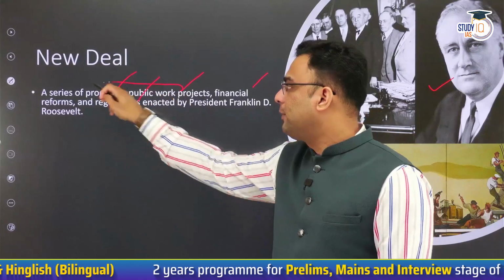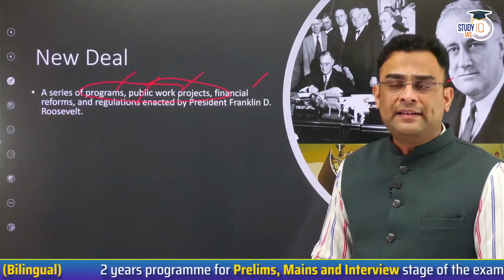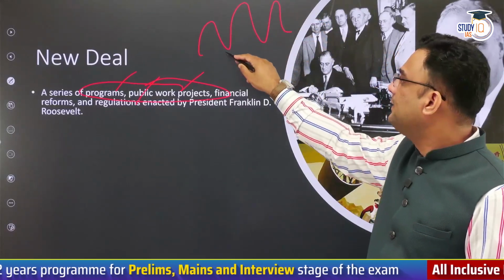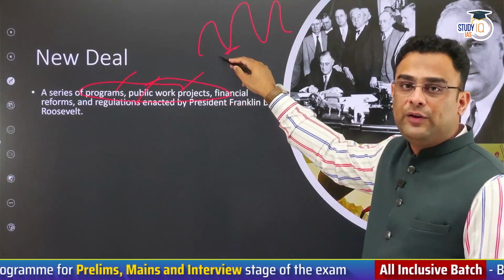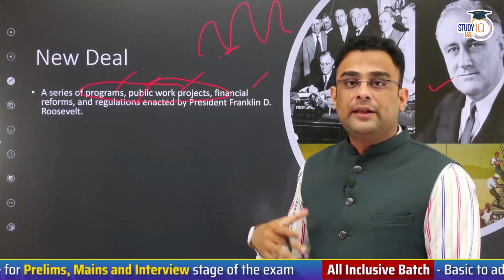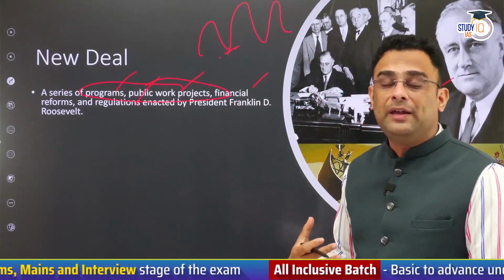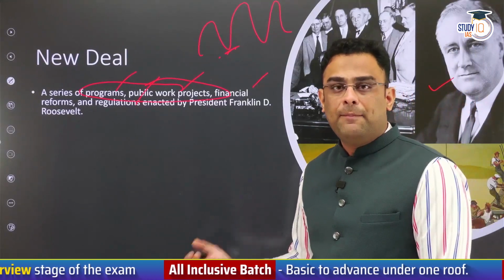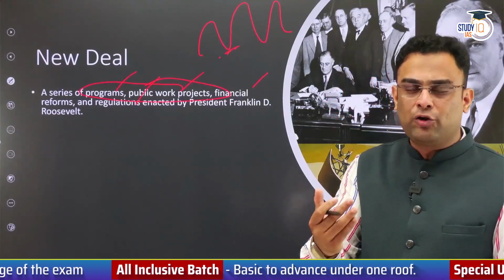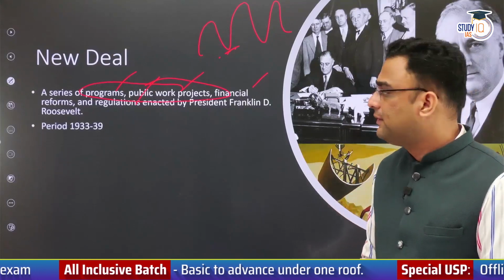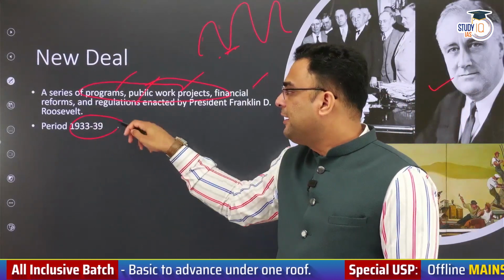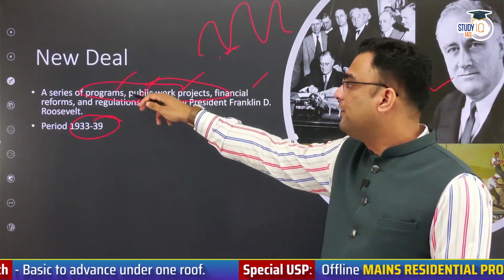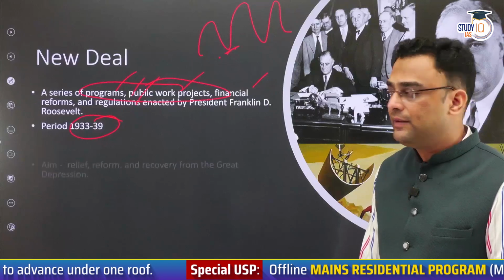Series of programs, public work projects. As it happens in a capitalist economy, typically there are booms and busts. And whenever there is a bust, the state has to intervene and pump in money. Now, that money has to be pumped in through some major public projects. This is Keynesian economics, pump priming, as it is called. Your economics teachers must have surely taught you about this. The period from 1933 to 39 is a period where FD Roosevelt implemented many of these public programs and projects.